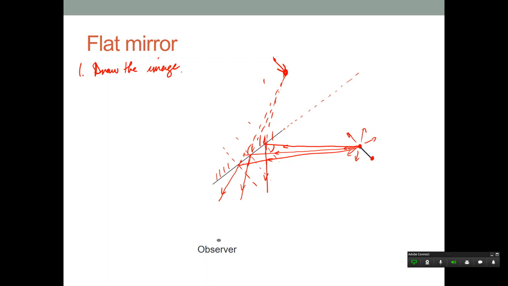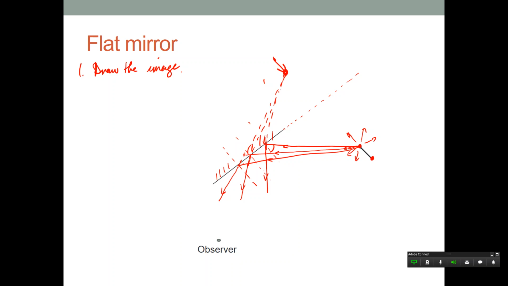And that has nothing to do with the observer yet. The observer hasn't seen anything yet. This is just where the image is being formed. Whether the observer is here, here, here, anywhere, that image is there regardless. That's where the image is, no matter what.